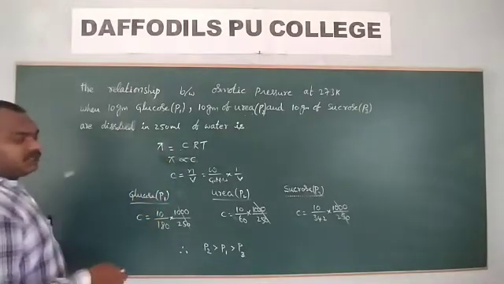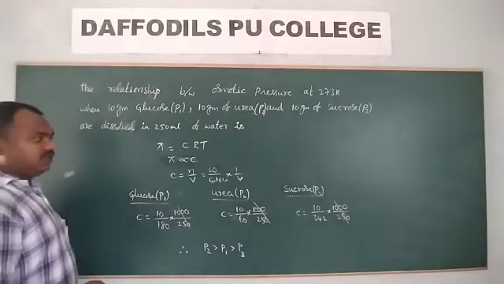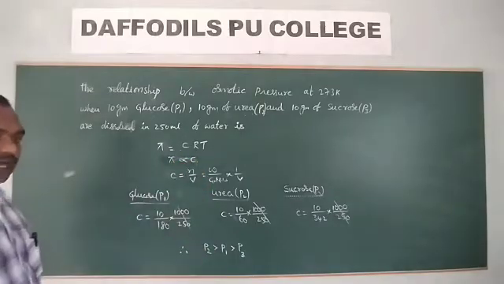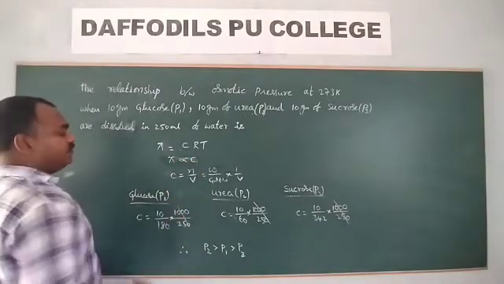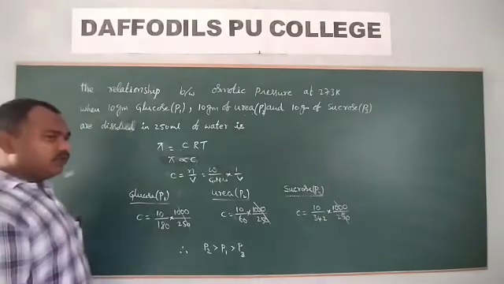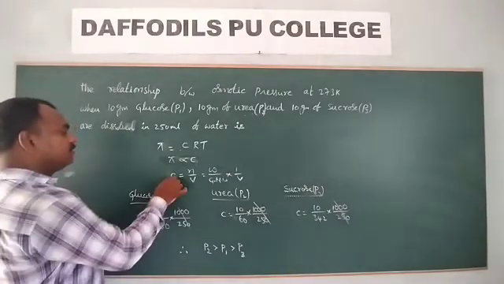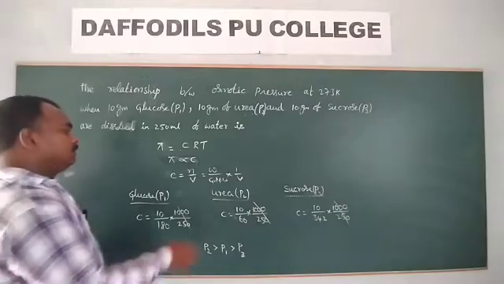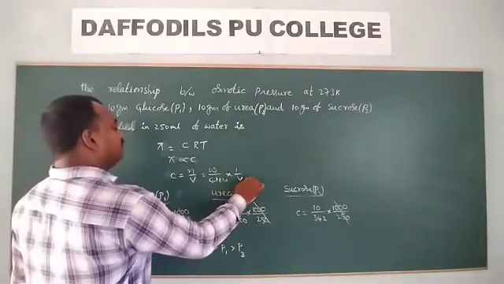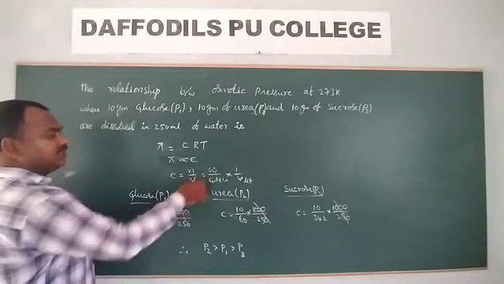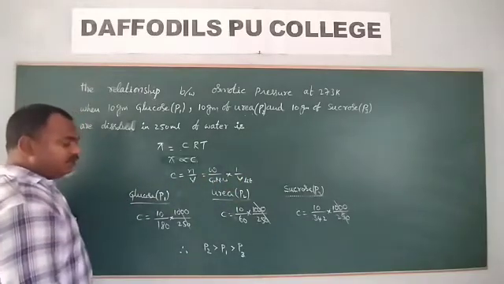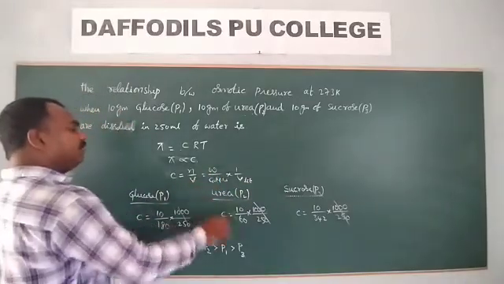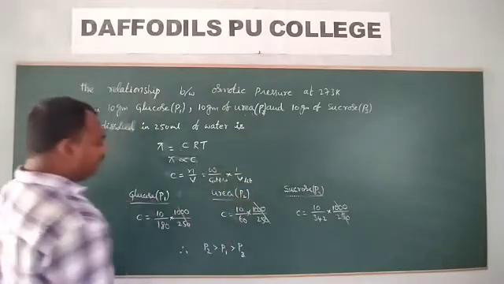What is the formula of osmotic pressure? Pi is equal to CRT. That means pi is directly proportional to C, the concentration. We know the formula for C: it is nothing but the molarity or normality, you can take either one. I am taking molarity, n by V. When V is given in liters, this can be expressed as weight by gram molecular weight into 1 by V in liters. If V is given in milliliters, then weight by gram molecular weight into 1000 by V in ml.